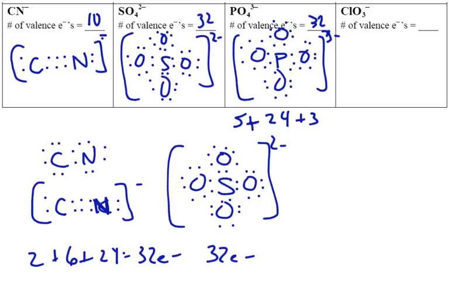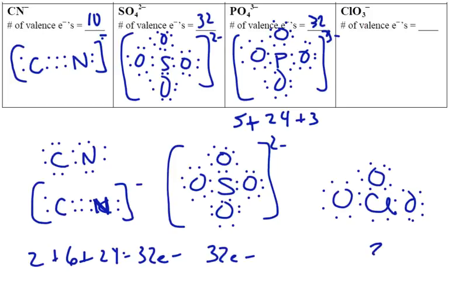Now, chlorate. Okay, chlorine in the middle, 3 oxygens around. Give everybody an octet. Okay, so that's 2, 4, 6, 8, 10, 12, 14, 16, 18, 20, 22, 24, 25, 26 electrons. And what do I have? I have 7 plus 3 times 6, which is 18, plus 1 because of the negative charge, and that is 26 electrons. So I've drawn the right structure.